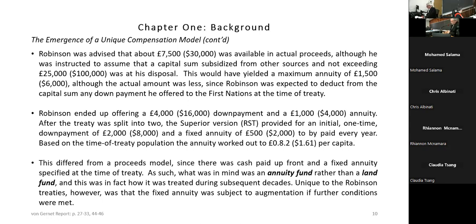So now this differed from a proceeds model that I just described a few minutes ago, in that there was cash paid up front. There was a fixed annuity specified at the time of treaty. And because of that, what they had in mind was what the Receiver General called an annuity fund rather than a land fund.